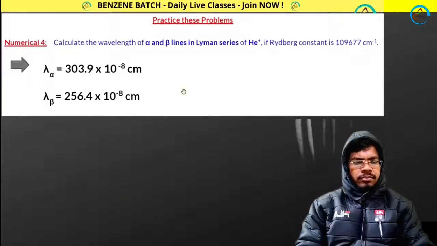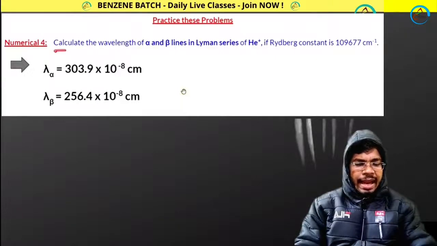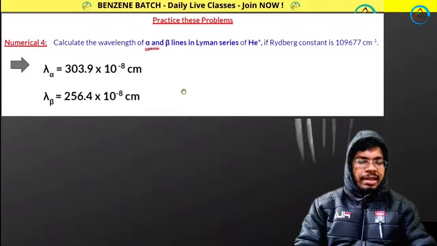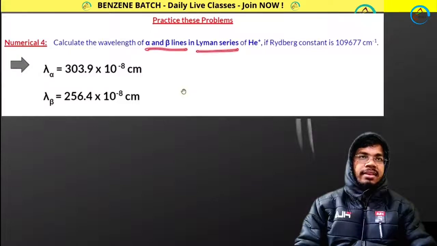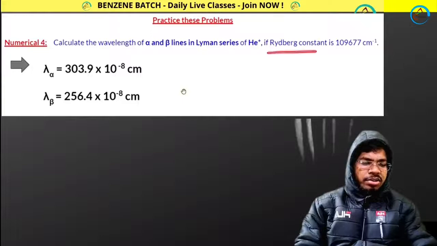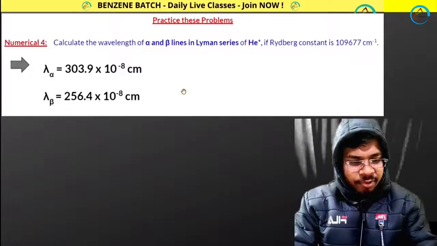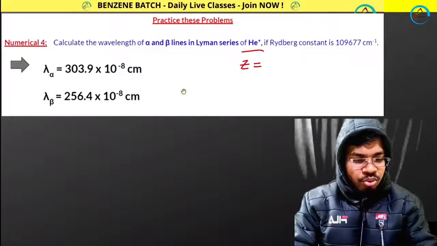So look at this problem. I am giving you: calculate the wavelength for alpha and beta lines for Lyman series, for helium plus ion. If Rydberg constant is this, so I am saying that for helium plus ion, that means Z will be equal to 2. That's all.